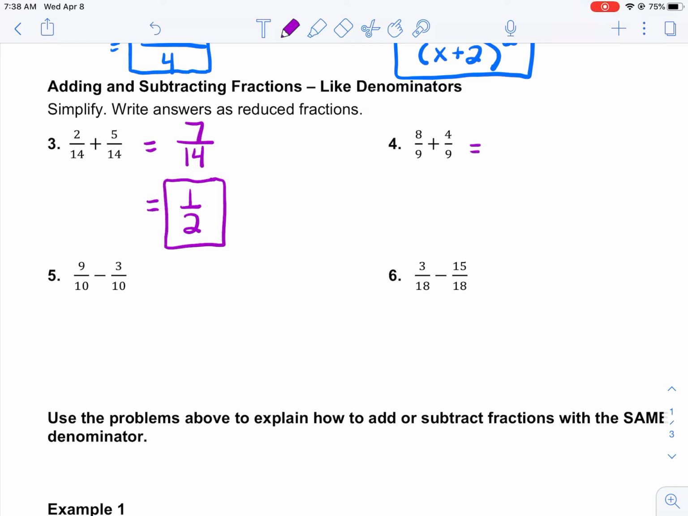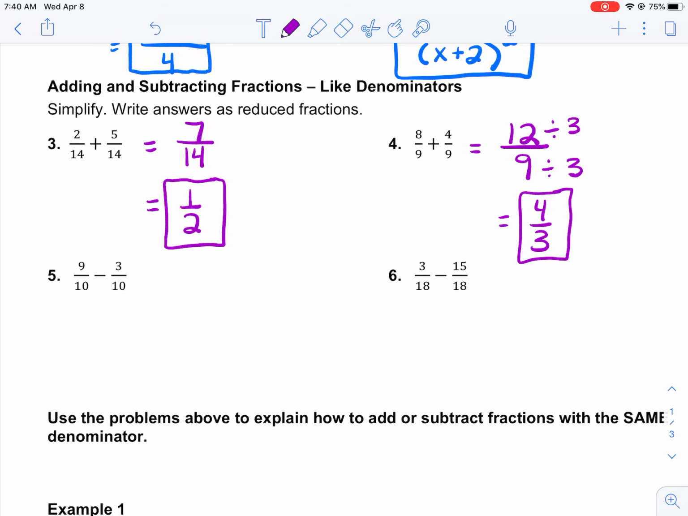Okay, the next one, 8 ninths plus 4 ninths. So keep the denominator the same and add the numerators. 8 plus 4 is 12. Okay, notice these are both divisible by 3. And so we can reduce this. We get 4/3.